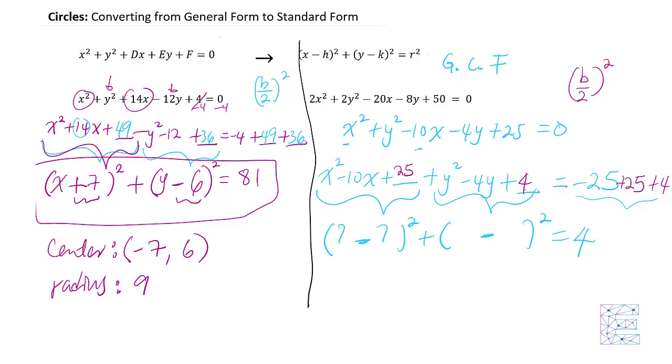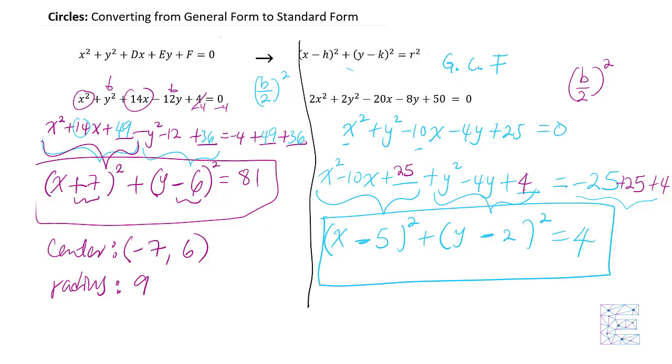These blanks are filled by taking the square roots of the first and last term. Square root of x squared is x. Square root of 25 is 5. For the next one, square root of y squared is y. Square root of 4 is 2. And there we have the standard form of this general form equation of a circle.